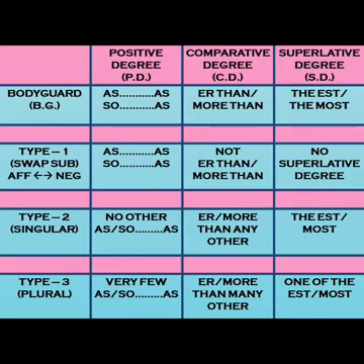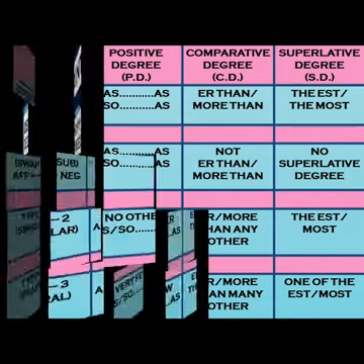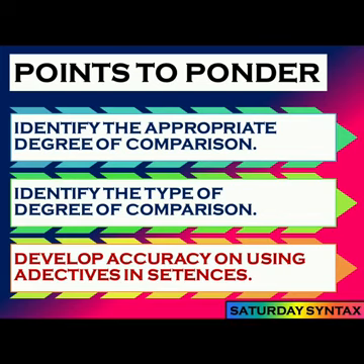Now, points to ponder. Friends, step 1. You have to identify the appropriate degree of comparison. So first of all, identify whether it is positive degree, comparative degree, or superlative degree. And how will you find? Yes, of course, by bodyguard. By bodyguard, you can find whether the degree is positive, comparative, or superlative.